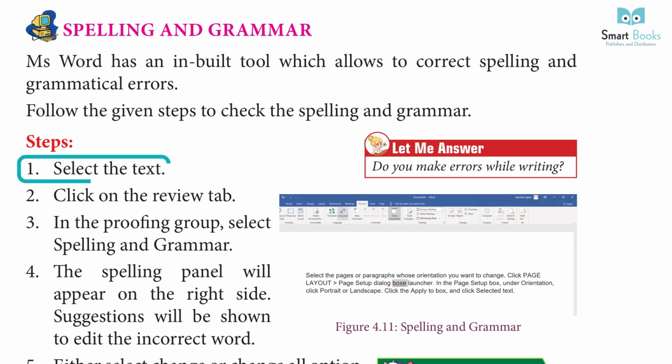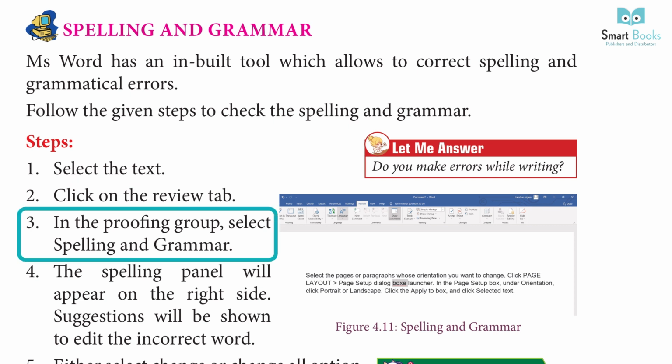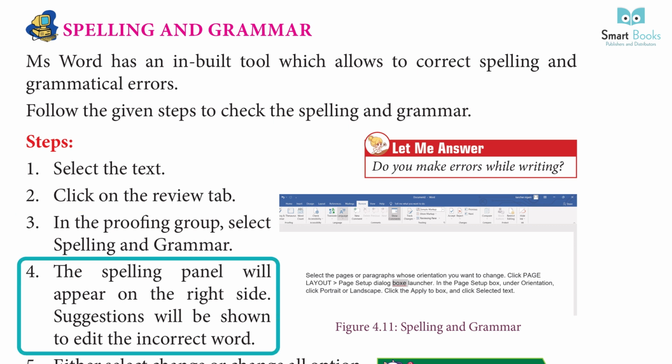Steps. 1. Select the text. 2. Click on the Review tab. 3. In the Proofing group, select Spelling and Grammar. 4. The spelling panel will appear on the right side. Suggestions will be shown to edit the incorrect word.